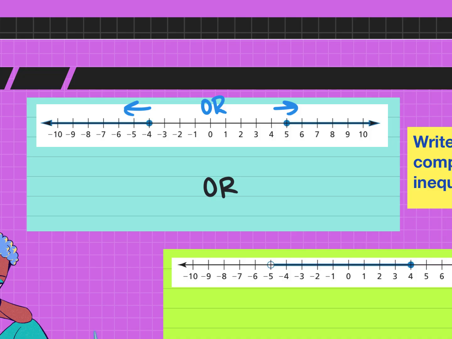So I'm going to look at this part here. This is telling me that my variable is less than or equal to negative 4. Any variable you want, I'll use x. x is less than or equal to, because this circle is colored in right here, so x is less than or equal to negative 4. Or now I'm going to look at this inequality. It's telling me that it's all the numbers greater than 5 and also including 5, because that 5 is colored in. So we would say x is greater than or equal to positive 5, and that would be my inequality.